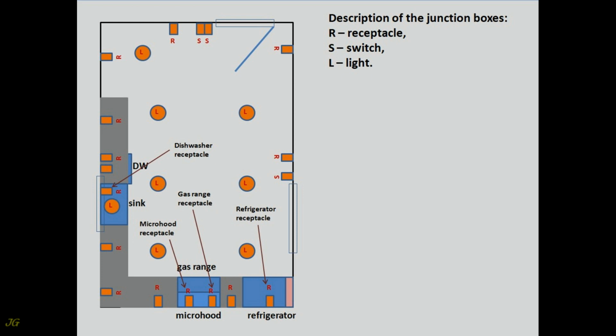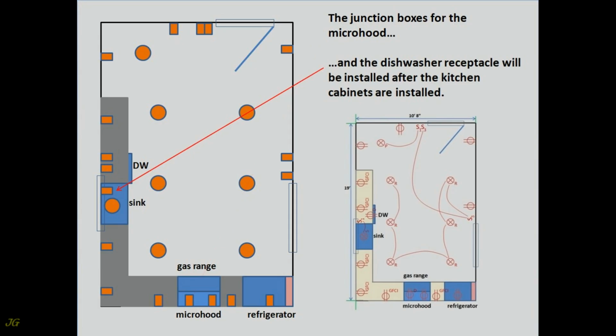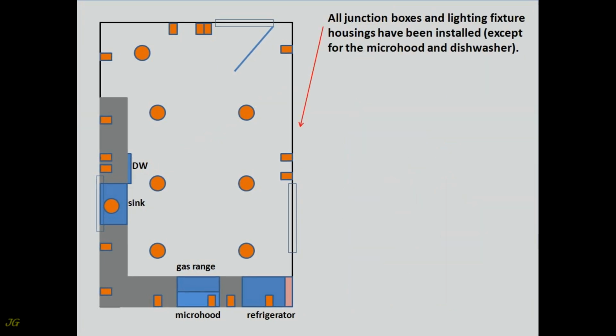R, receptacle. S, switch. L, light. The junction boxes for the microhood and the dishwasher receptacle will be installed after the kitchen cabinets are installed. All junction boxes and lighting fixture housings have been installed, except for the microhood and dishwasher.